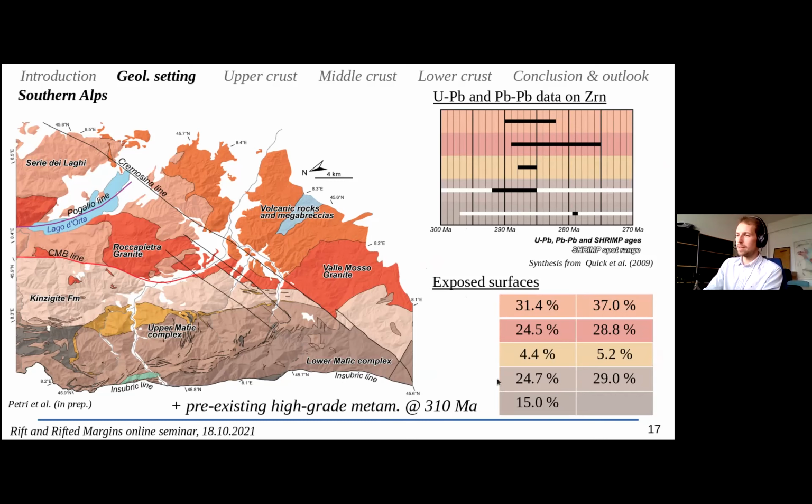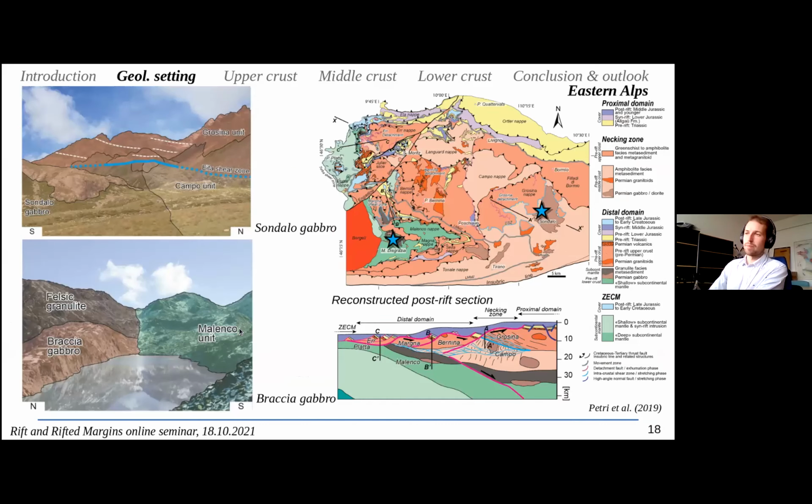And we can rapidly estimate the surface of the different extrusive and intrusives. And we have, again, only a third of magma that made it up to the surface. And we should note that there is a pre-existing high-grade metamorphic event at 310 million years that predates the emplacement of the mafic complex. And the same observations can be made to the east, where we have, again, a gabbro that is emplaced in the lower crust at the contact with the mantle.